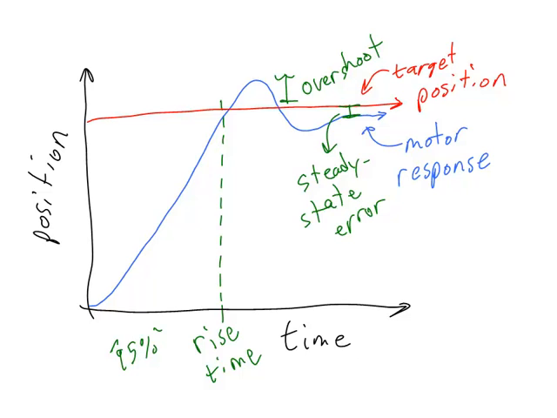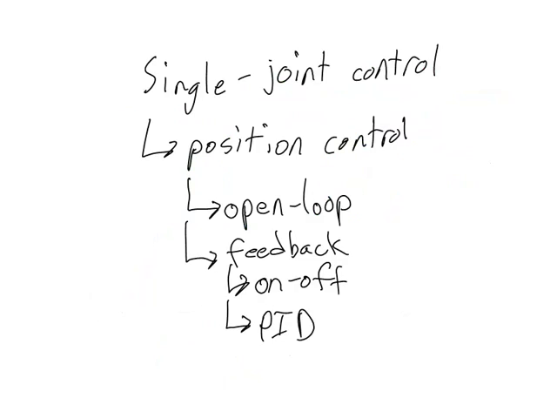Today, we're going to be looking at how we can improve these motor response characteristics by using a different kind of feedback control. The type of feedback control that we will use to try and improve all three of those characteristics is called PID control. And today's videos will be all about what PID control is and how we use it to improve the motor response characteristics.